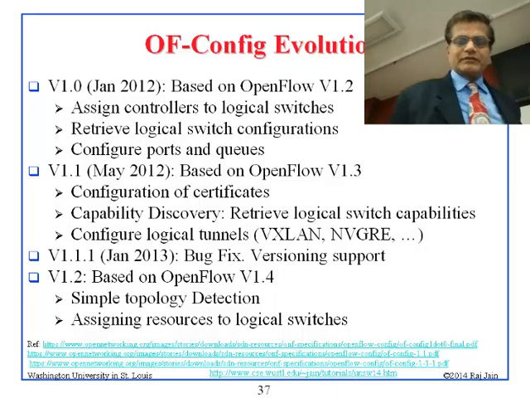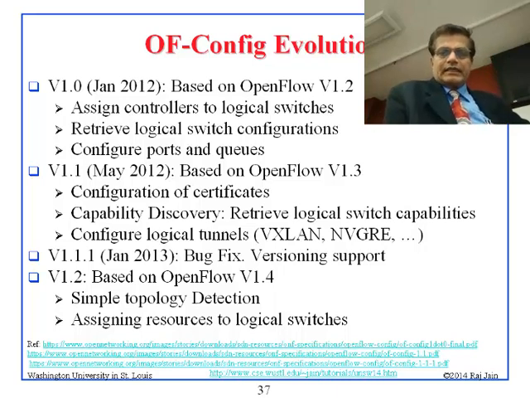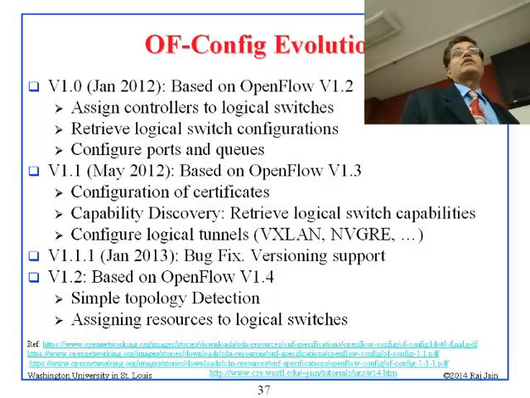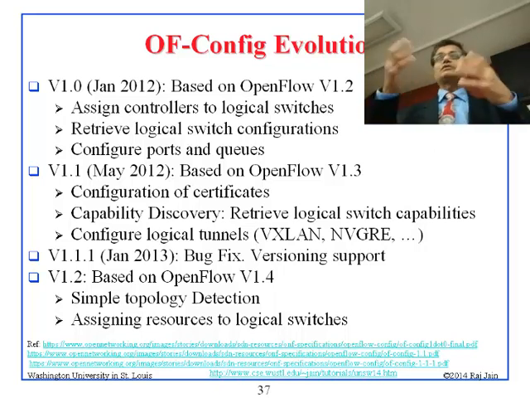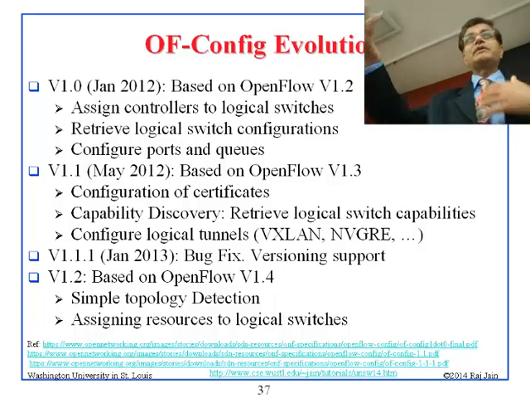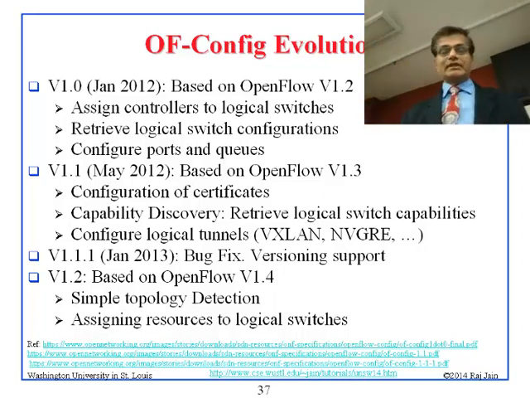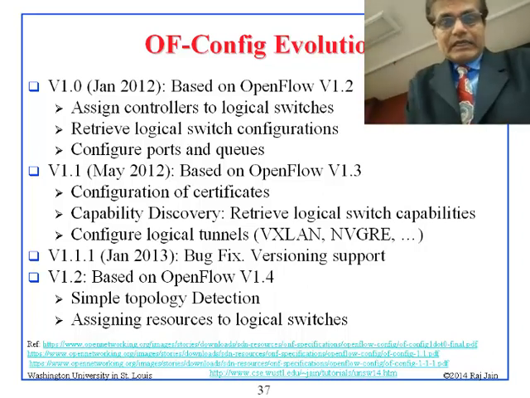And you can see some of the other features: assign logical switches, certificates for security. Yeah, I'm coming to your question. Certificates for security is in 1.1. Capability discovery. So some of these things were missed before. But capability discovery is very straightforward. Whenever you talk to somebody, you have to negotiate what is your capability, what is their capability, so we can have a common ground. So that is in 1.1. Tunnels: VXLAN tunnel, GRE tunnels, and topology detection, et cetera.